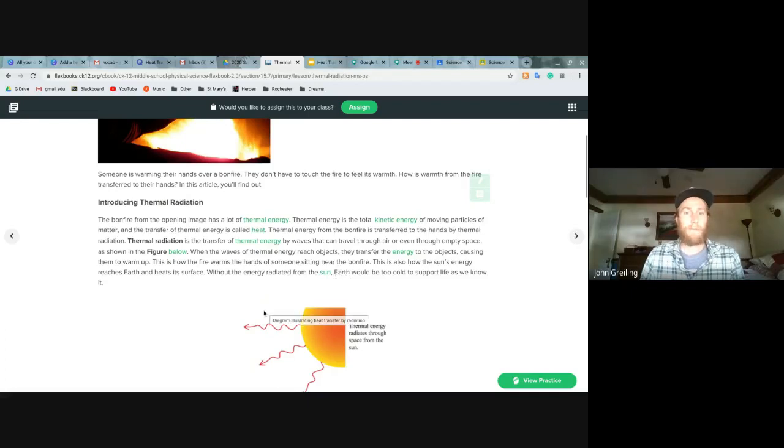The bonfire from the opening image is lots of thermal energy. Thermal energy is the total kinetic energy of moving particles of matter. And the transfer of thermal energy is called heat. We know that. Thermal energy from the bonfire is transferred to the hands by thermal radiation.